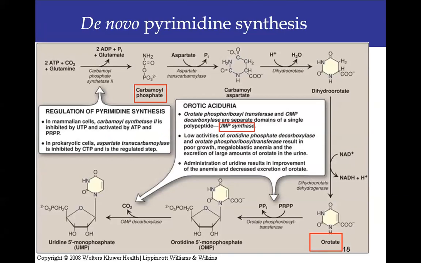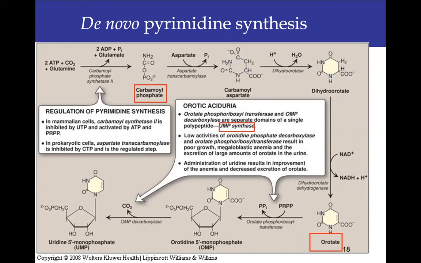Now, de novo pyrimidine synthesis. What are we talking about here? Carbamoyl phosphate is your starting step here, and it is being converted into carbamoyl aspartate. But this is your regulating step essentially. And after you get carbamoyl aspartate, it is converted into all these other things. You actually end up with UMP, and UMP is then converted into CMP and TMP.